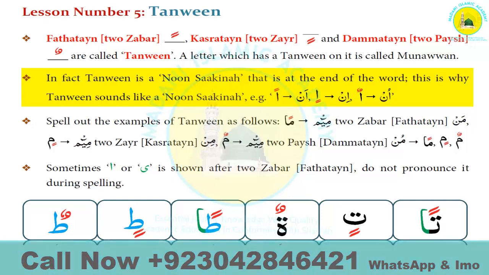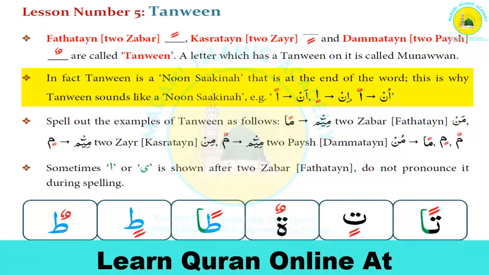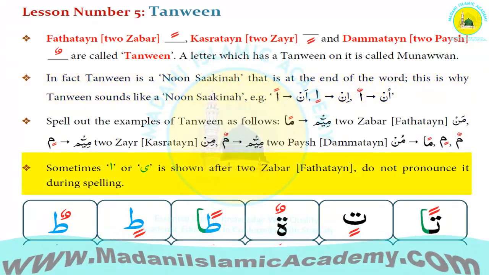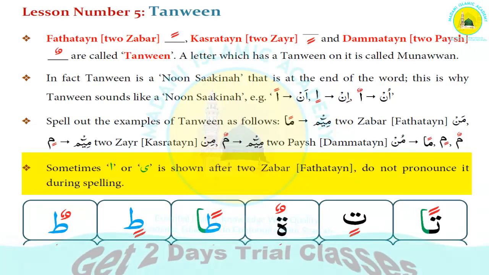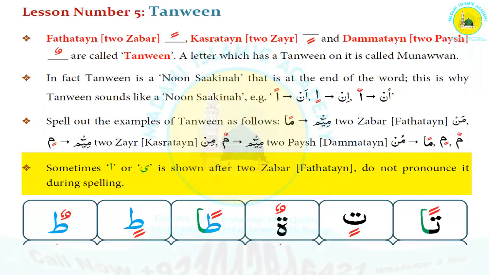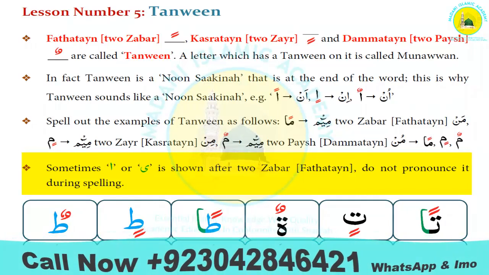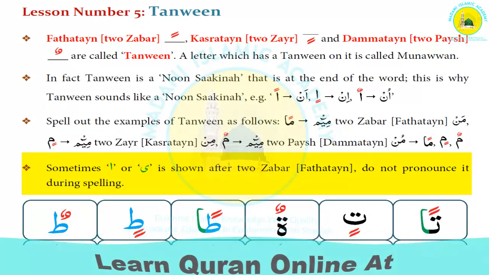Now, this is how we're going to spell them out. There are two letters that are the silent letters. They are written with the tanween, but they are not pronounced. And these letters, if you can read the last one, it says sometimes alif or ya is shown after two zabar. Do not pronounce it during spelling. And inshallah we're going to go to the example of what that means. And inshallah if we look at our first lesson today that we're going to start off with, you'll see what I mean, that when there is two zabar, the alif is written there as well.